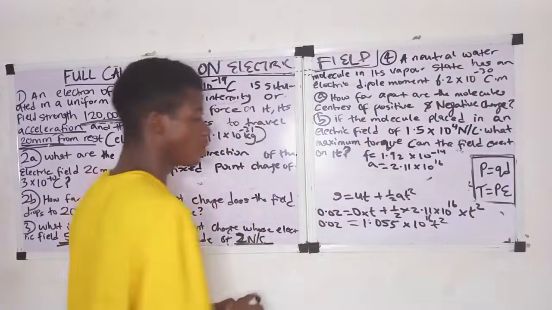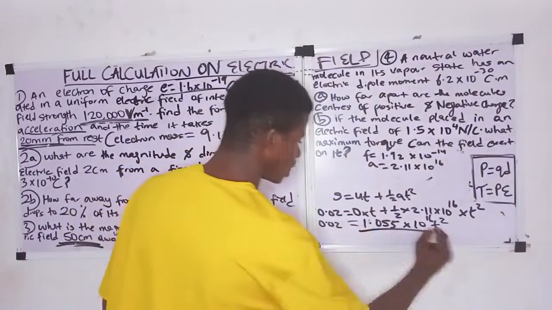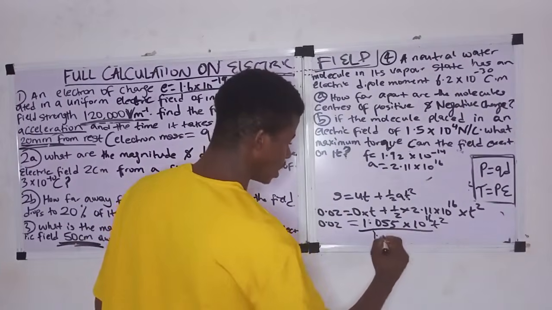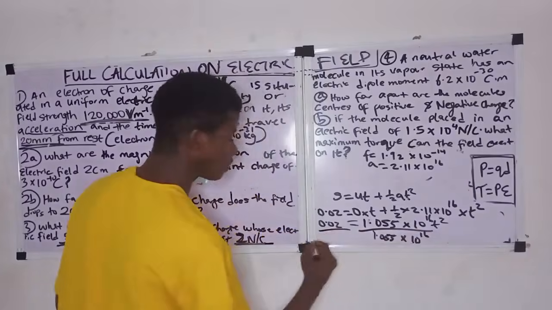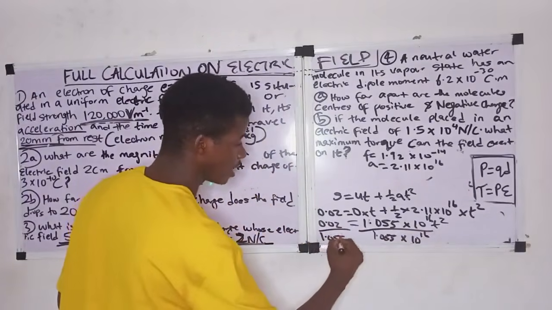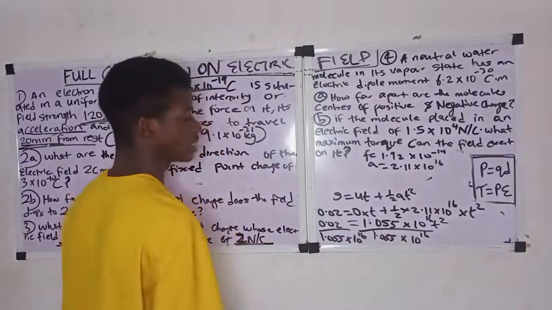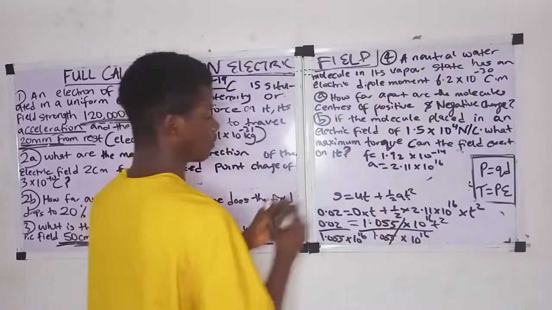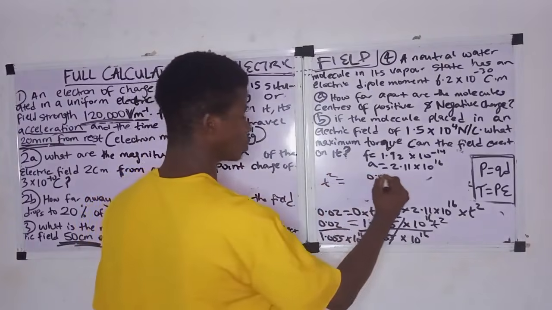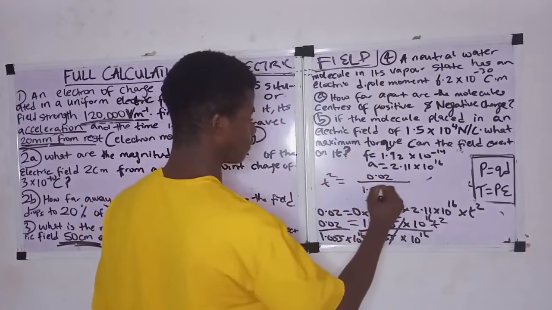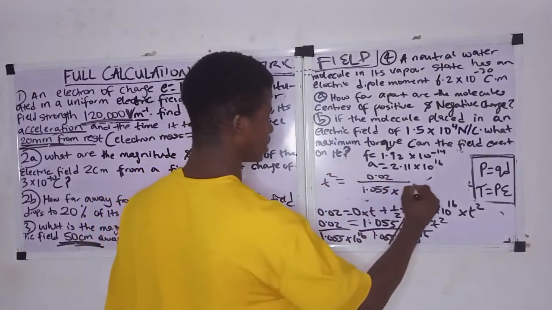Now what are we looking for? We're looking for t. We divide both sides by what? This value, to free t. So divide both sides by 1.055 times 10 raised to power 16. This one will cancel this. Therefore, t squared will be equal to 0.02 divided by 1.055 times 10 to the power 16.